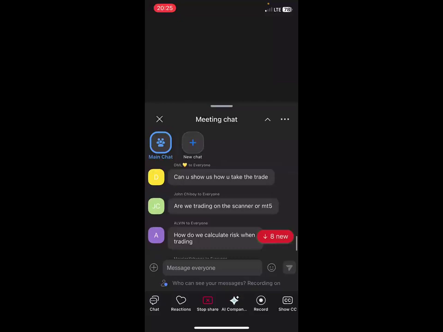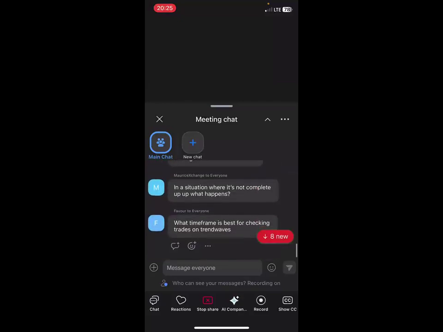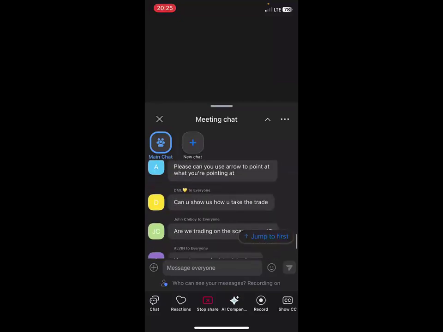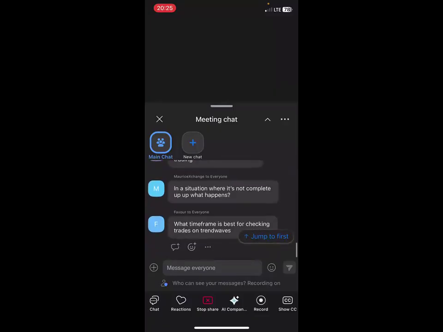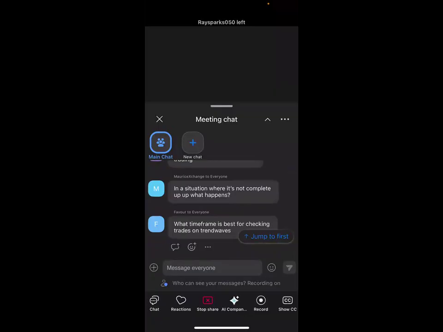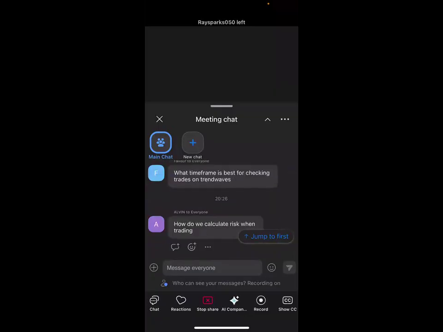Can you show us how to take a trade? Yeah, that is what I just did. What time frame is best for checking trades on trend wave? Well, for me, I do higher time frame, especially when I'm trading currency pairs. I trade on 30 minutes and 1 hour time frame, but mostly I do 30 minutes. Now, if I want to trade on lower time frames, I do 15 minutes.